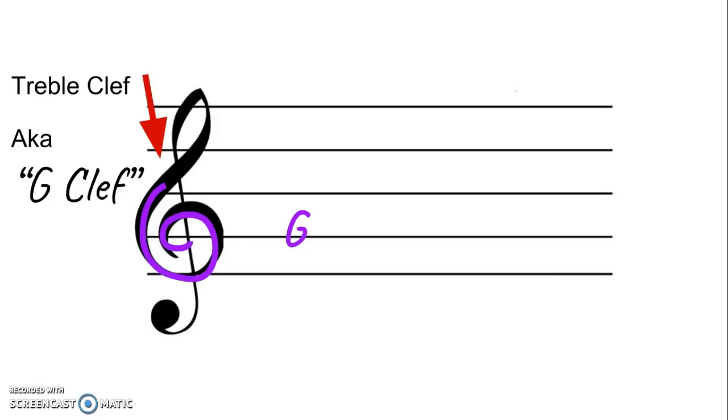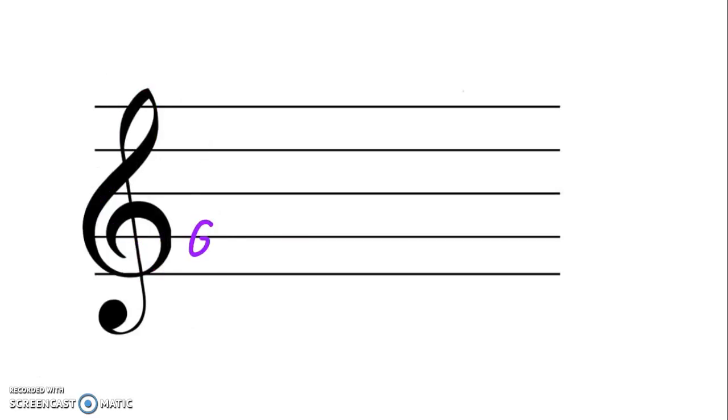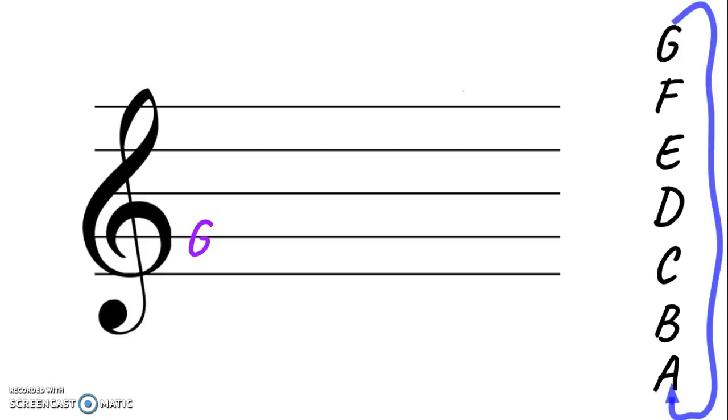So now that we know where G is, it helps us get a gauge for where the rest of the notes are. In order to keep going with our letters, we first have to understand the musical alphabet. It starts with A, B, C, D, E, F, G, but that's where it stops. Then we start back over at A. If we continued higher and higher: A, B, C, D, E, F, G, A, B, C, D, E, F, G, and so on.